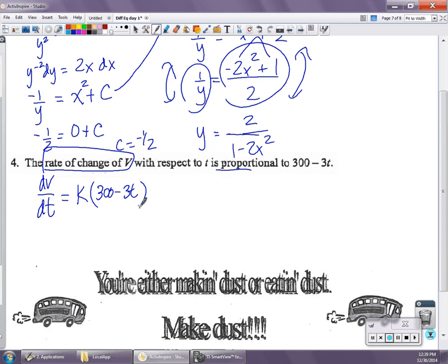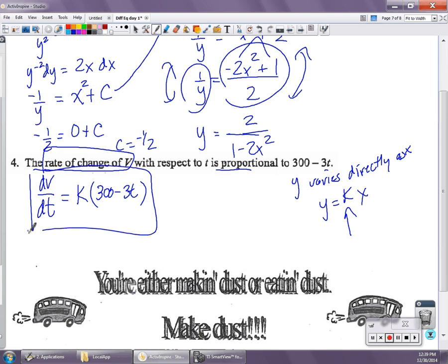Remember, back in Algebra 2 days, y varies directly as x means y is equal to kx. K is a constant of proportionality. And so all we're actually doing here is simply translating this expression, and we're going to do more with that when we get to the applications of differential equations.